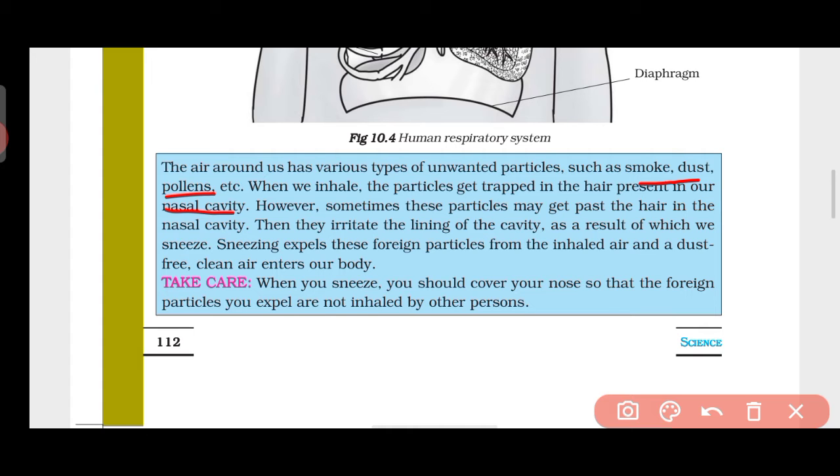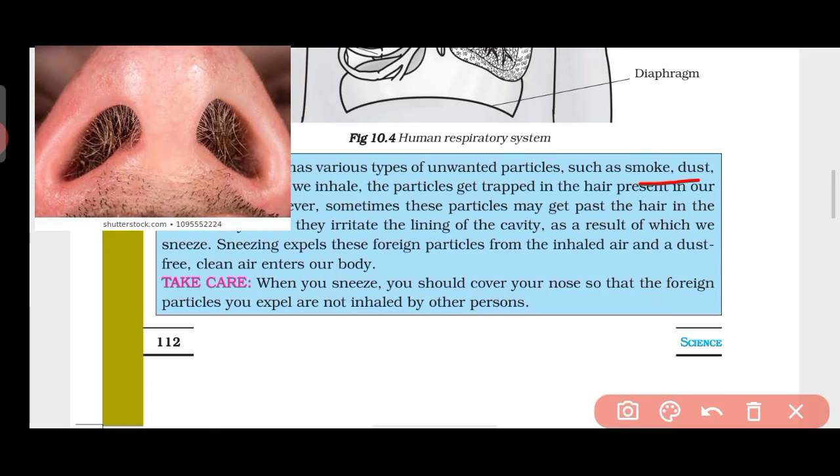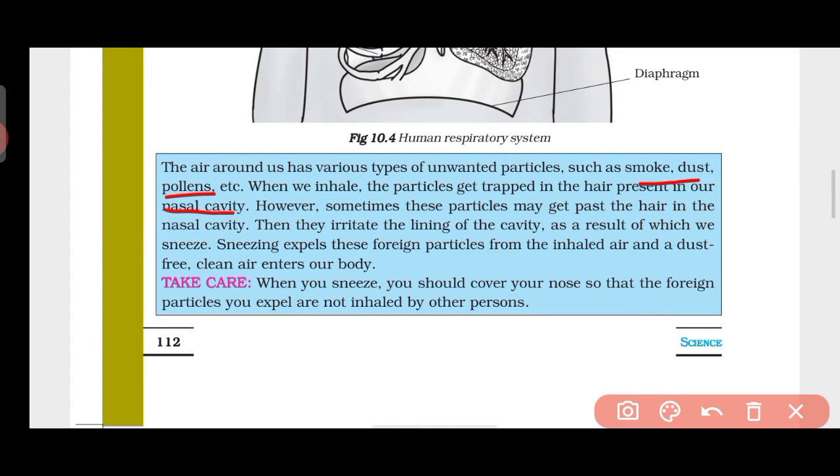So hair acts like a filter. They will not allow the solid particles to go in. They will only allow the pure air. And mucus is also sticky, so the small particles will get stuck in this mucus, and by this they will not go inside the lungs. So this is the system of our nasal cavity. That is all explained over here.